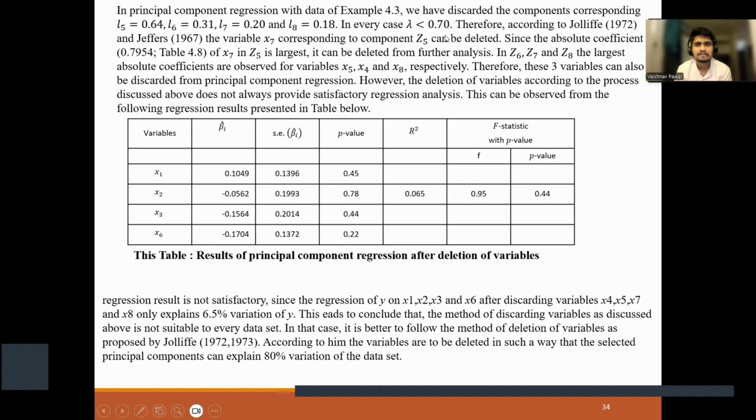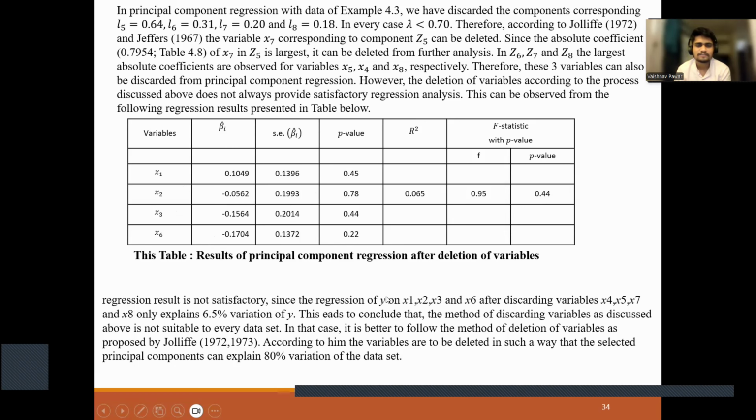If the eigenvalue is less than 0.70, then according to Jolliffe and Jeffers, these variables can be deleted. The absolute coefficient is 0.7954, and X1 and X5 are the largest, so they can be deleted from the further analysis. In Z5, Z6, Z7, the largest absolute coefficients are observed for variables X5, X4, X8 respectively. Therefore, these three variables can also be discarded from the principal component regression. However, X1, X2, X3, and X6 are the selected variables.